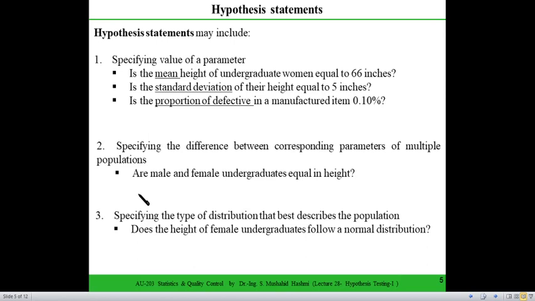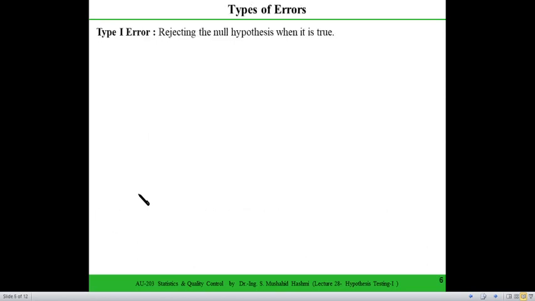So these are the three possibilities by which you can write down your hypothesis statements, or it could be anything, any statement which is a status quo, that would be called a null hypothesis, and the other would be an alternative contradictory to the null hypothesis, that would be called an alternate hypothesis.